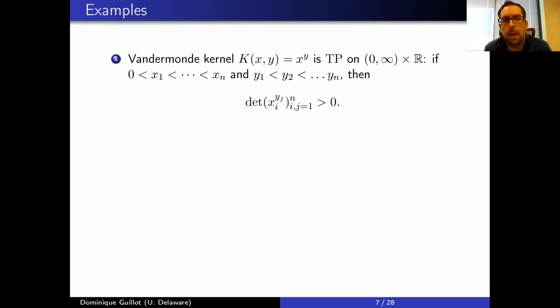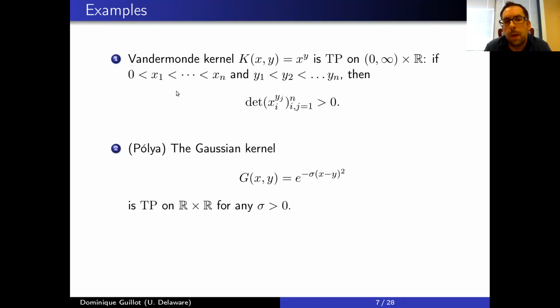Okay, so what are some examples of totally positive kernels? I think one of the simplest that you can build is the Vandermonde kernel. K(x,y) is x to the y, which I claim is TP on (0,∞) times R. Essentially, if you choose any collection of positive real numbers and any set of real powers that you order as usual, and you build this kind of generalized Vandermonde matrix, you can verify the determinant is always positive. As a result, we have an example of a TP kernel.